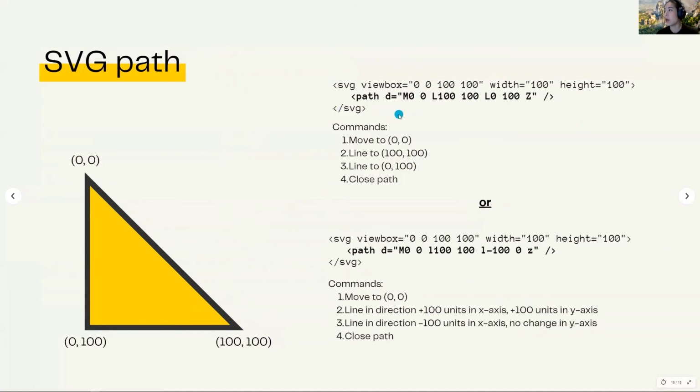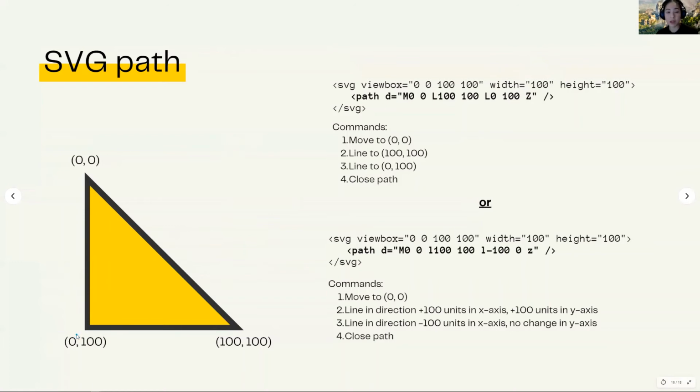We then draw a line from where we currently are at 100, 100 to the point 0, 100. It just so happens that it is horizontally to the left of where we are. And finally, we close the path with the Z command. That means we go from the point 0, 100 back to where we started at 0, 0, and we draw a line in the meantime.